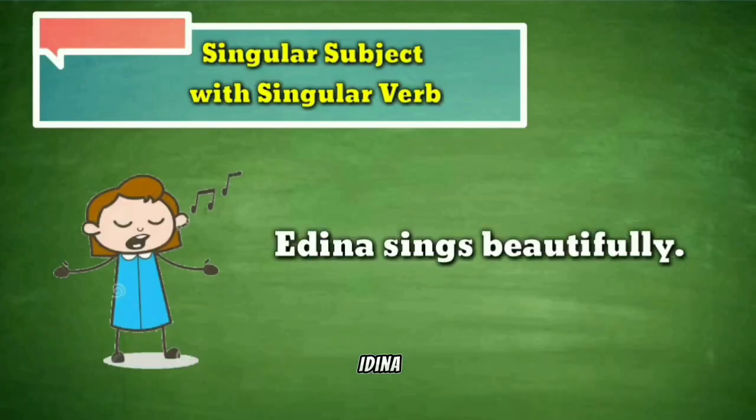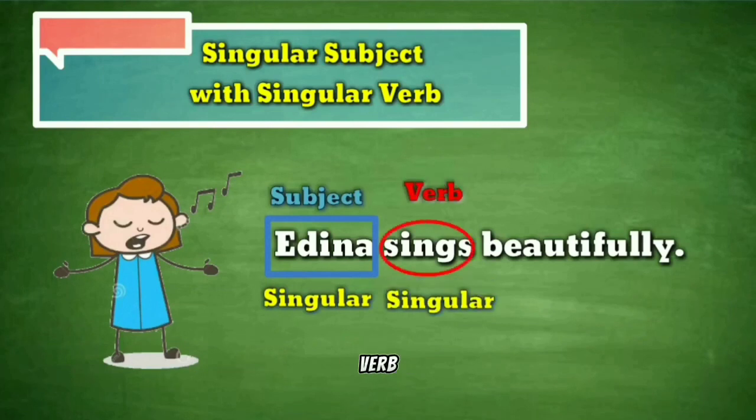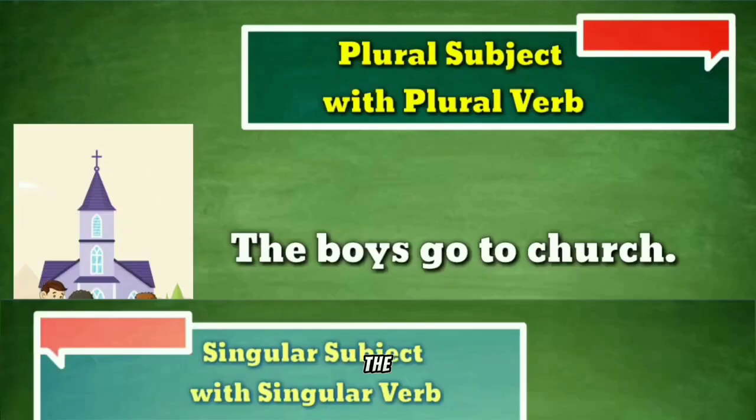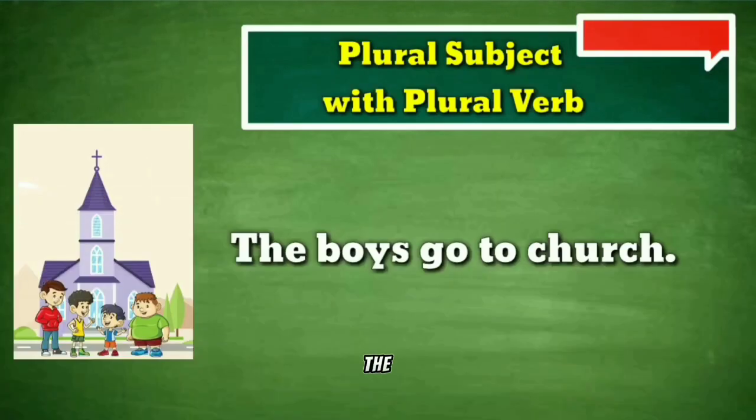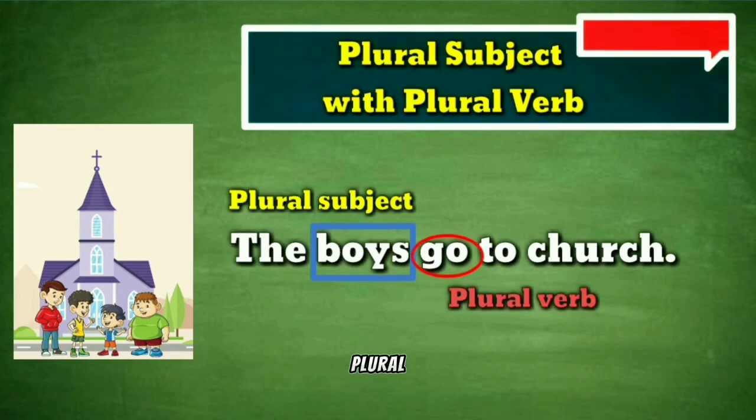Example, Idina sings beautifully. Idina, the subject, is singular, so we use a singular verb, which is sings. Another example, the boys go to church. The noun boys is in plural form, and we use the verb go, which is also in plural form.